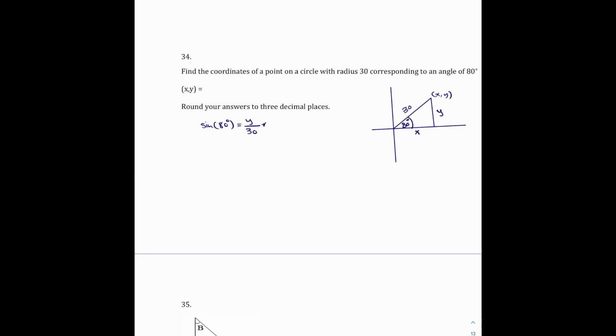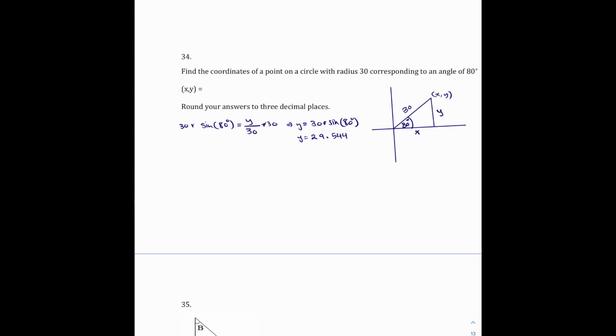So now we're going to multiply both sides by 30, which means y equals 30 times sine 80 degrees. Make sure your calculator is in degree mode, and we're going to say 30 sine 80. And that is going to give me y equals 29.544.